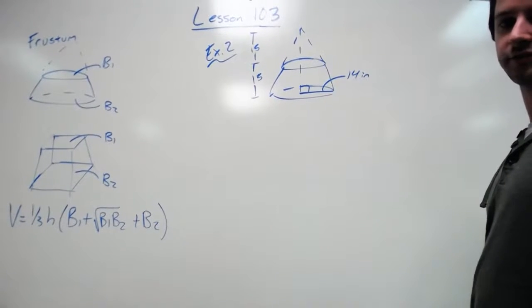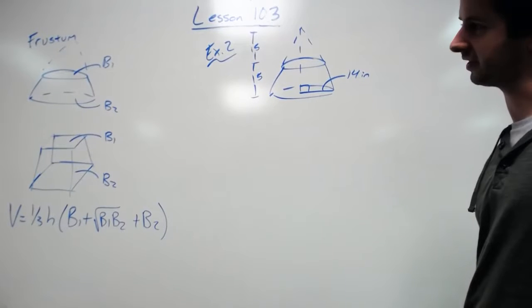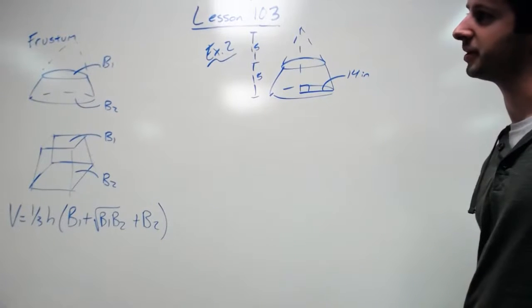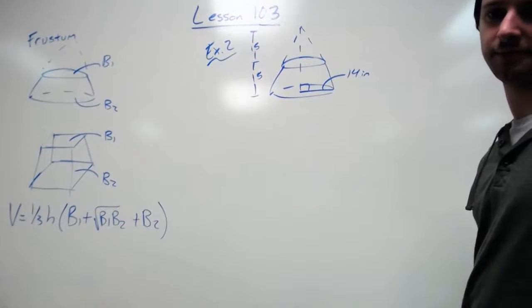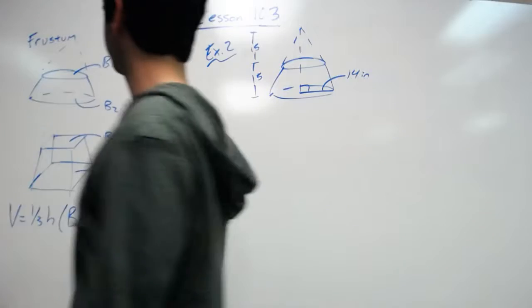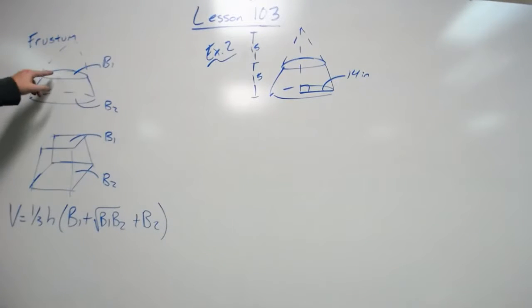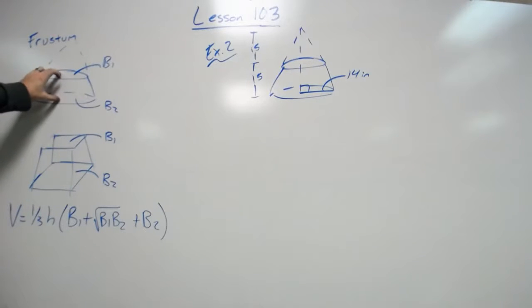Let's look at frustums in lesson 103. It's kind of a weird word for a shape, but a frustum is simply a cone or a pyramid that's been chopped. So, in the past you've had a cone. Well, now we have it sliced through, creating what is called a frustum.